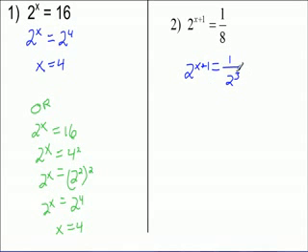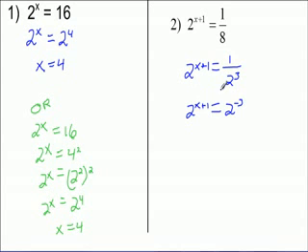Now, this is useful. Now the base is the same, but this is in the denominator of the fraction. So I'm going to put this up to the numerator of the fraction, and when I do that, you may remember from your laws of exponents that that exponent is going to become negative. So that's 2 to the negative 3 equals 2 to the x plus 1.